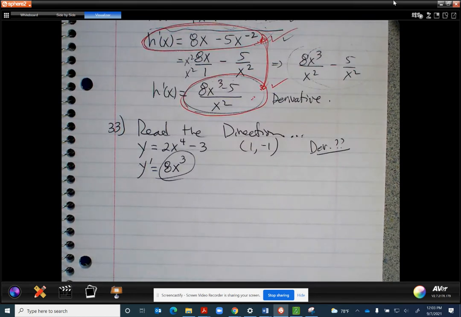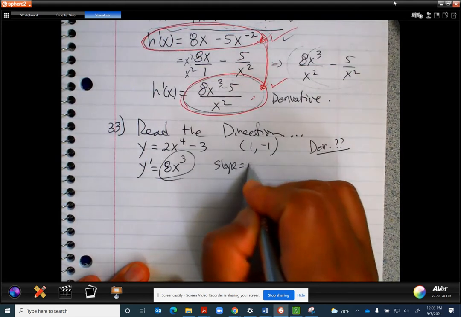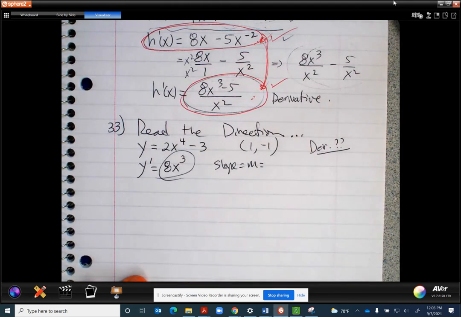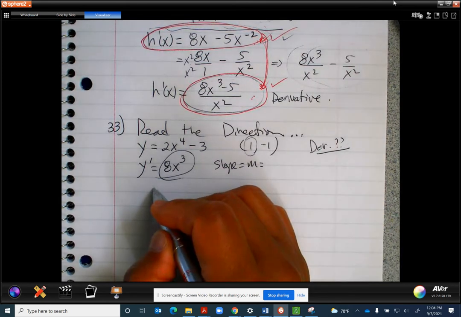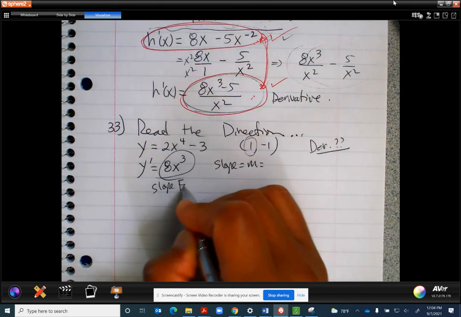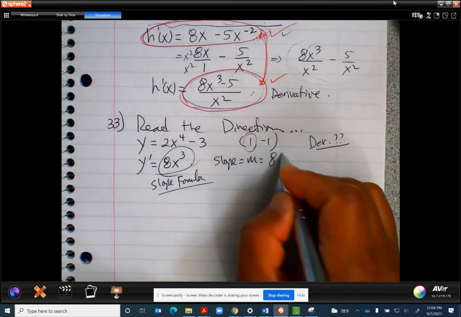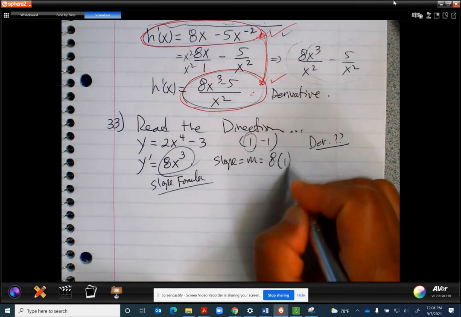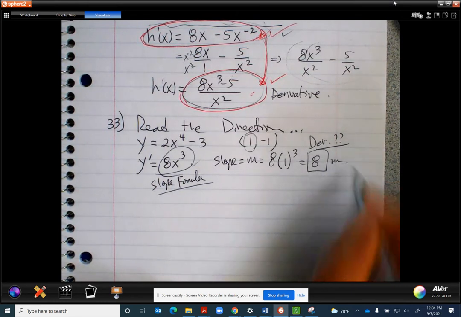Okay, we're not quite done. We need to find the slope, m. Do you remember how to find m, the slope? Yes. What do you do? Plug it in. You just have to plug it into this. This is your slope formula. Remember that? We talked about having a slope formula. We plug it into the slope formula. So what is it? 8 times 1 to the third power, which is 8, is your slope.